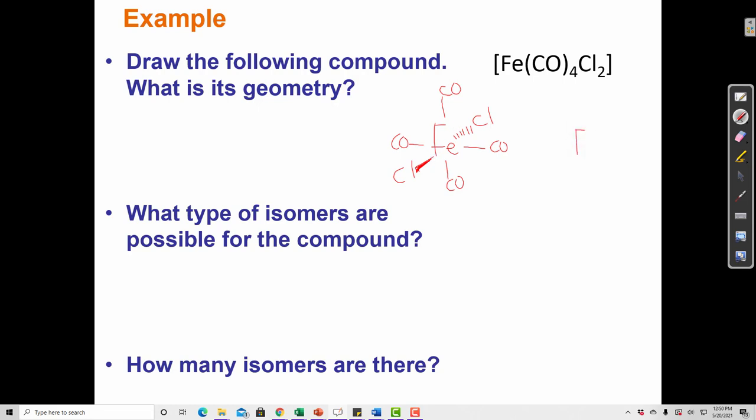So I can draw another version of this molecule where I have CO, CO. And what I'm going to do is I'm just going to swap this and this. I'm going to take this one right here and this one right here and swap them. So now this is going to be Cl, CO, and this one back here is going to be CO. And this is CO, and this one up front is still Cl. So I swapped these two.